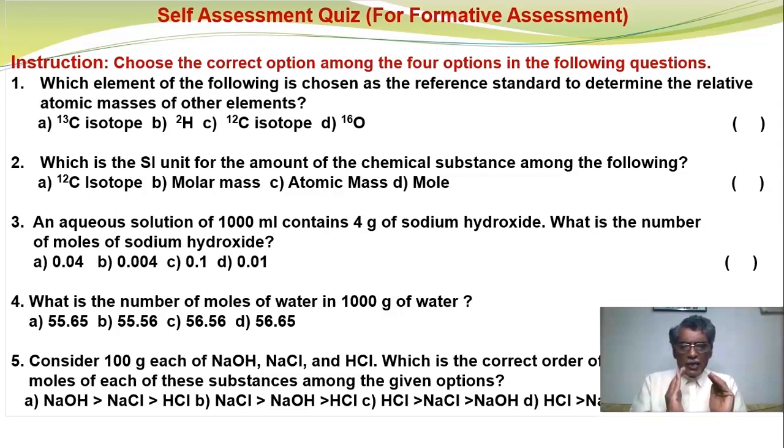Then question 5. Consider 100 grams each of NaOH, NaCl and HCl. Which is the correct order of number of moles of each of these substances among the given options? Option A, NaOH greater than NaCl greater than HCl. Option B, NaCl greater than NaOH greater than HCl. Option C, HCl greater than NaCl greater than NaOH. Option D, HCl greater than NaOH greater than NaCl.